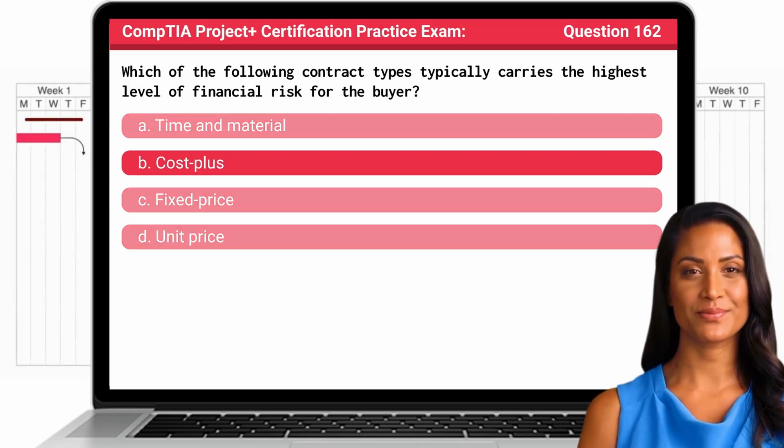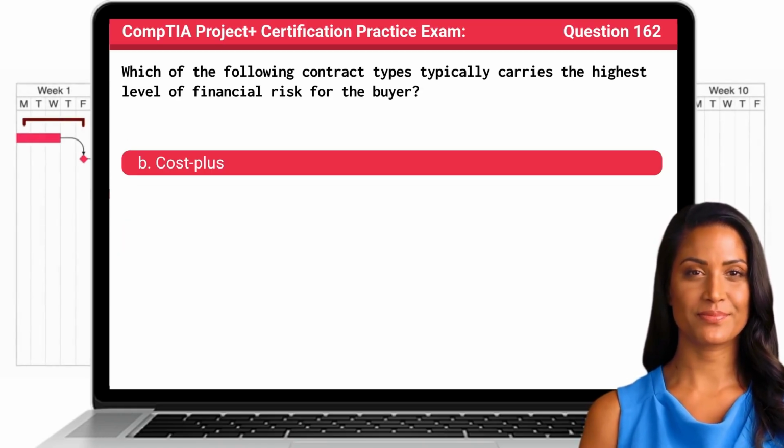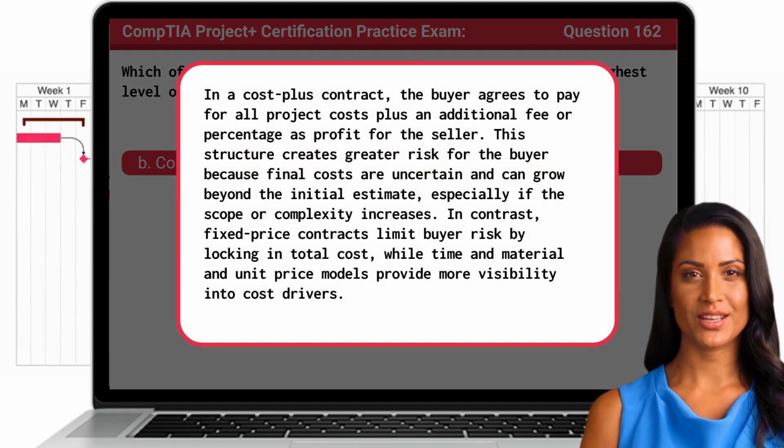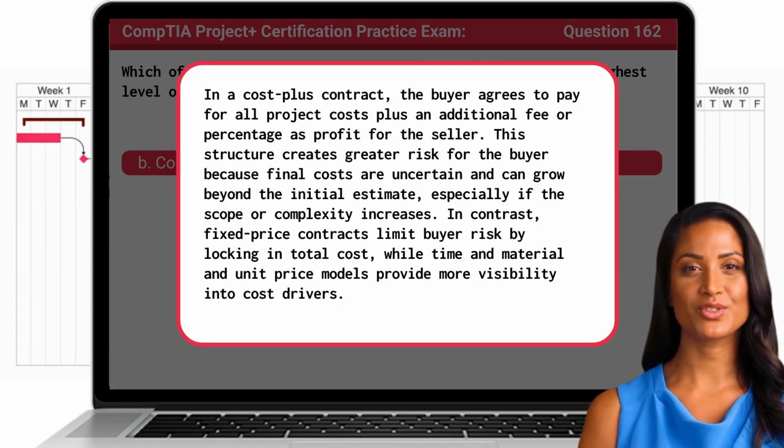The answer is B. Cost plus. In a cost-plus contract, the buyer agrees to pay for all project costs plus an additional fee or percentage as profit for the seller. This structure creates greater risk for the buyer because final costs are uncertain and can grow beyond the initial estimate, especially if the scope or complexity increases. In contrast, fixed-price contracts limit buyer risk by locking in total cost, while time and material and unit price models provide more visibility into cost drivers.